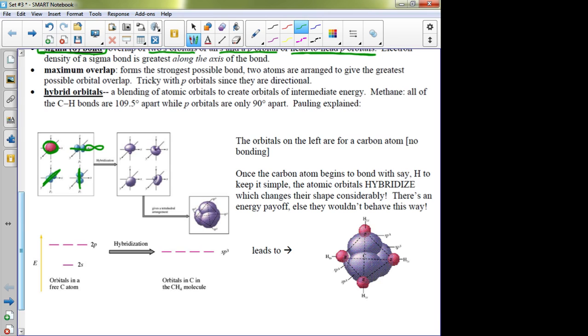See how this one's going up and down? I can't have them meeting like this. Is that a head-to-head collision? No. This right here is what gives you a pi bond. But do we see how this one is head-to-head? This is what gives me the sigma bond.